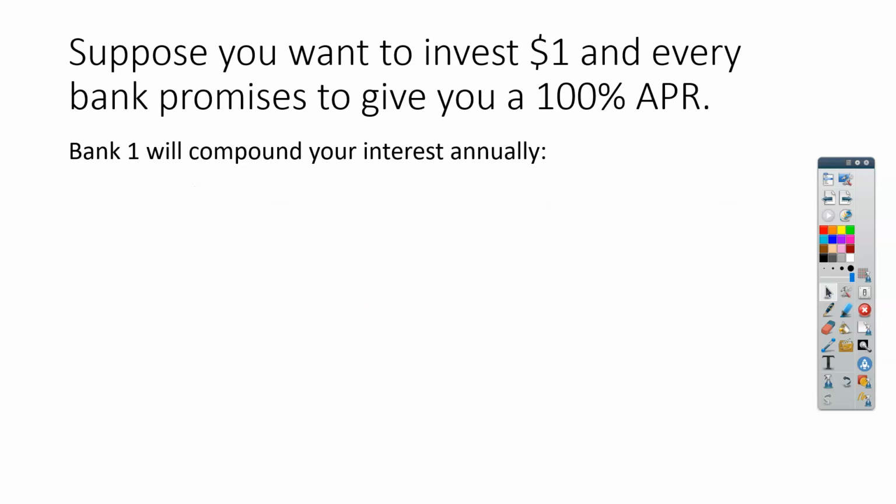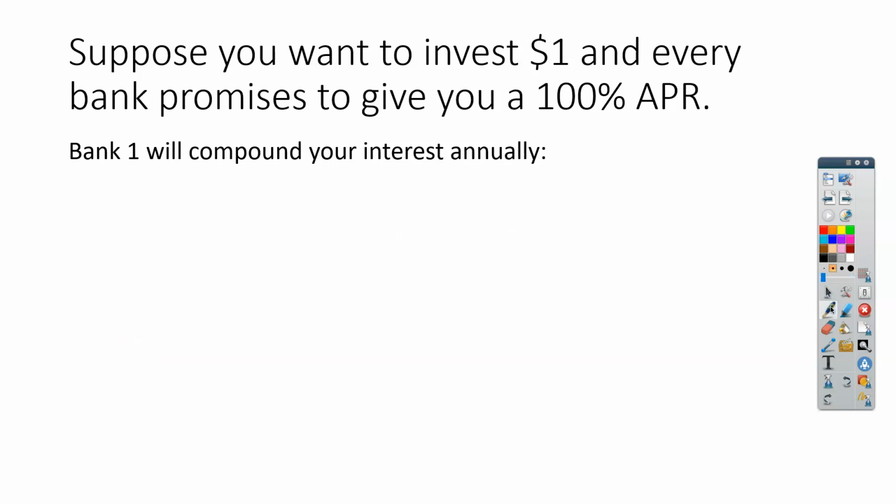Okay, so guys, let's take a look at this. Quiet down, please. So, suppose you want to invest $1. Now, I pick stupid numbers because it makes the problem work out the way we need it to, but just follow along with me. Suppose you want to invest $1, and every bank promises to give you a 100% APR. Now, Bank 1 is going to compound your interest annually. So, here we go. Let's do that.